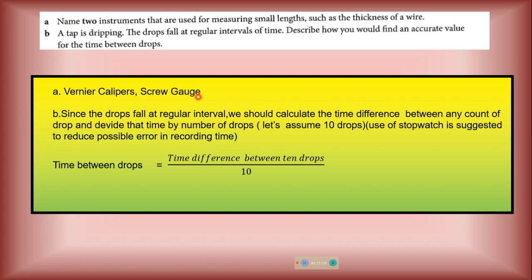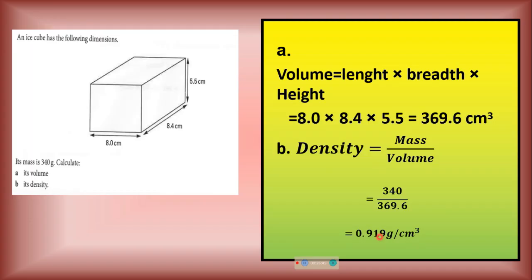Name two instruments used for measuring small lengths: vernier calipers and screw gauge. A tap is dripping, and the drops fall at regular intervals of time. Describe how you would find an accurate value. Since the drops fall at regular intervals, we should calculate the time difference between any count of drops and divide that time by the number of drops. Let's assume 10 drops. So time between drops is equal to the time for 10 drops divided by 10. Use of a stopwatch is suggested to reduce possible error in recording time.